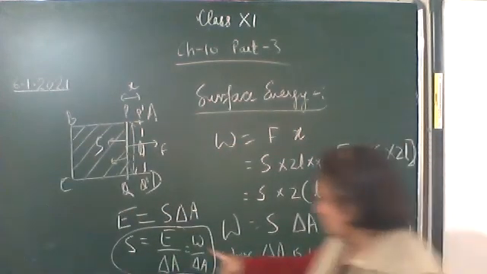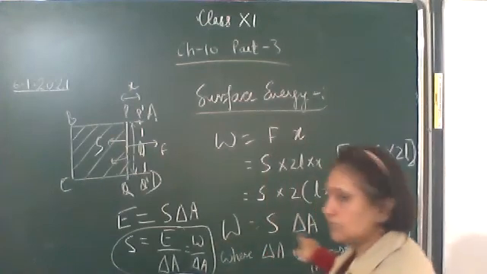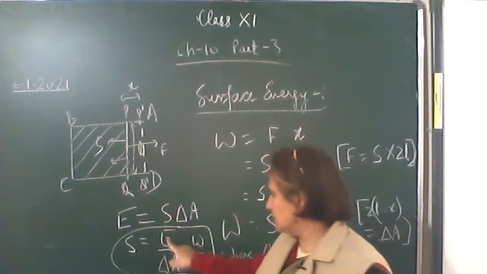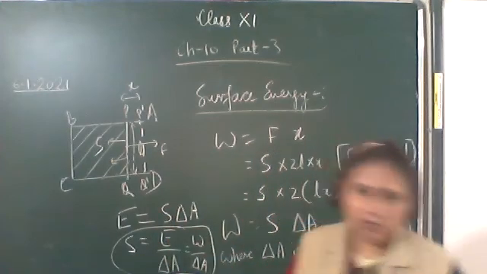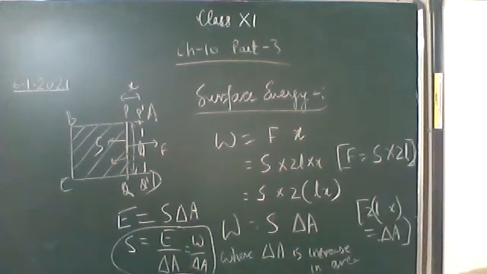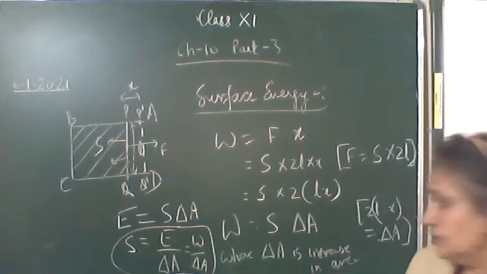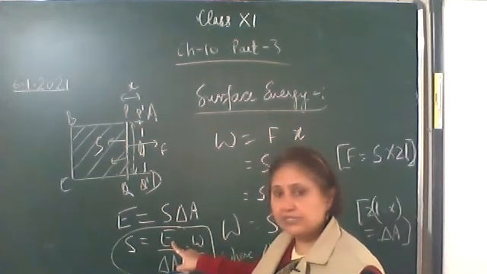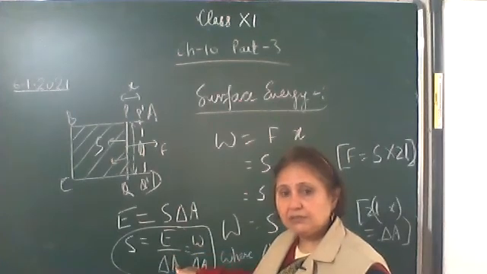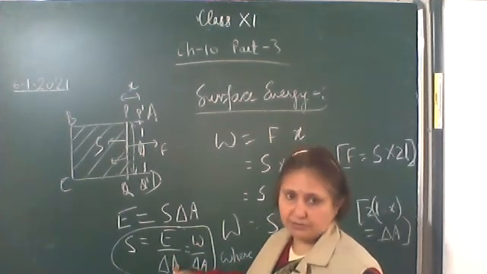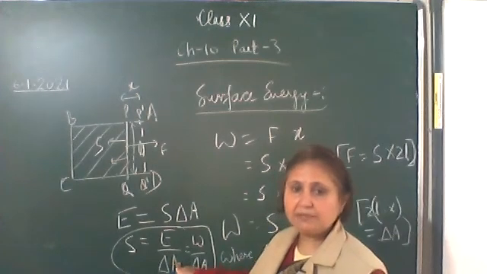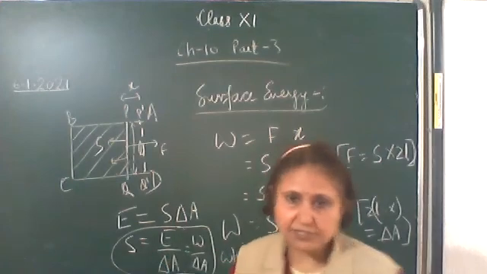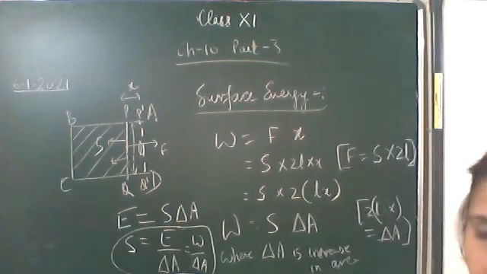So this work done is the surface energy. So surface energy is surface tension into the increasing area. So from here, surface tension is surface energy per unit increasing area, or you may say work done per unit increasing area. So how can we define surface tension? Surface tension is the surface energy in increasing the area by unity.